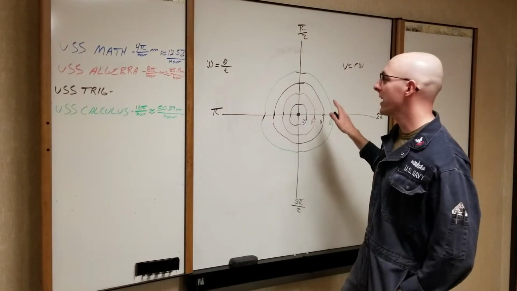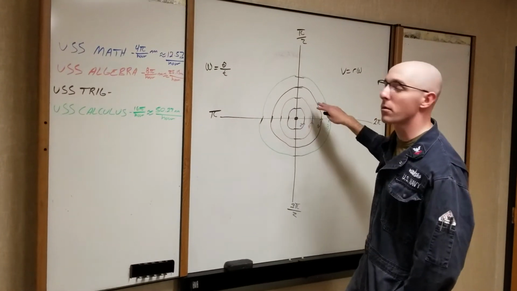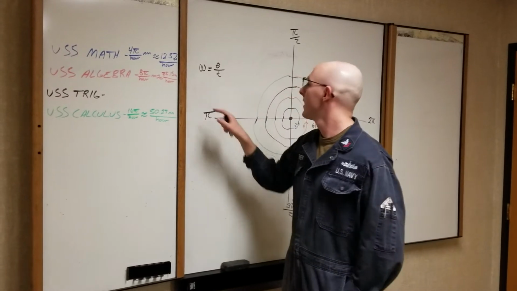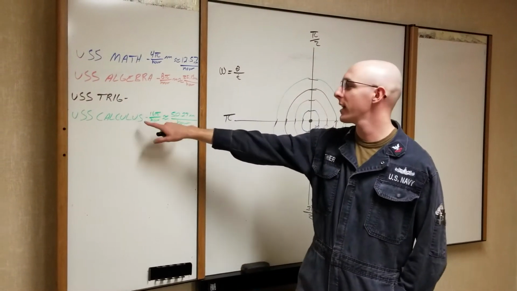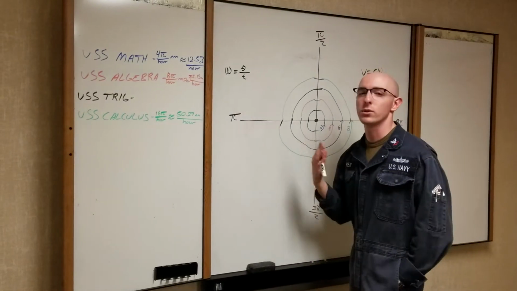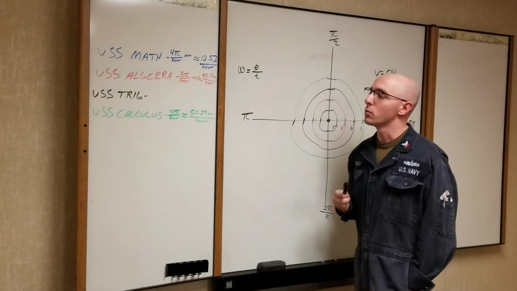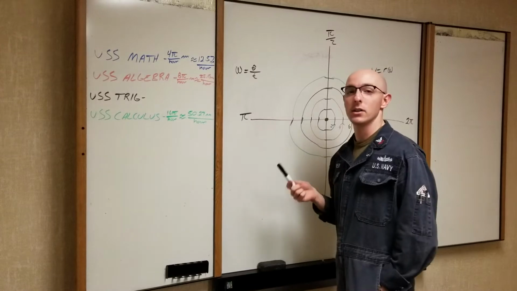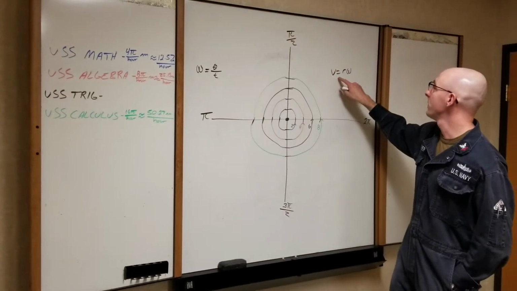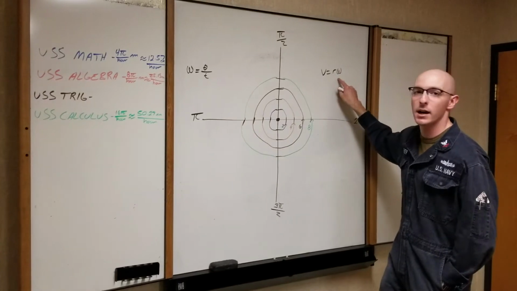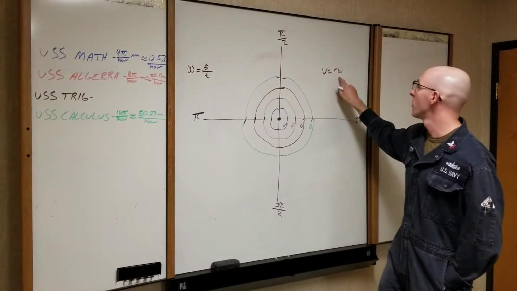The problem that I have set up here is a formation of Navy ships. You can see we have the USS Math, the USS Algebra, the USS Trig, and the USS Calculus. We're of course on the USS Trig, so we want to determine our linear speed by using this formula where linear speed V equals radius R times angular speed omega.